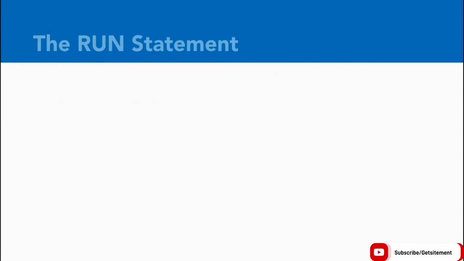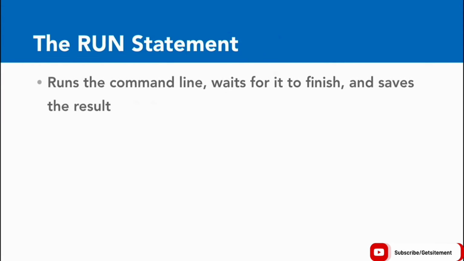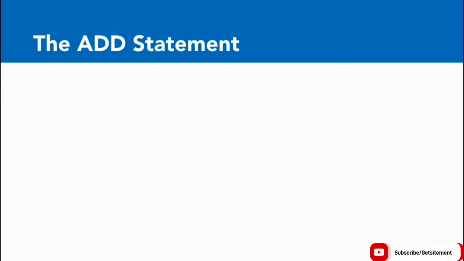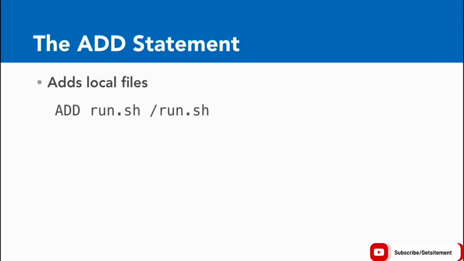The RUN statement we encountered; it says run a command through the shell. It also takes the exec form, which we will cover later. For example, RUN unzip install.zip into a directory, or RUN echo hello docker. The ADD statement is really quite a useful instruction. We used it to add a local file, but it can do a whole lot more than just say ADD run.sh to the image at the location /run.sh. It can also add the content from an archive.